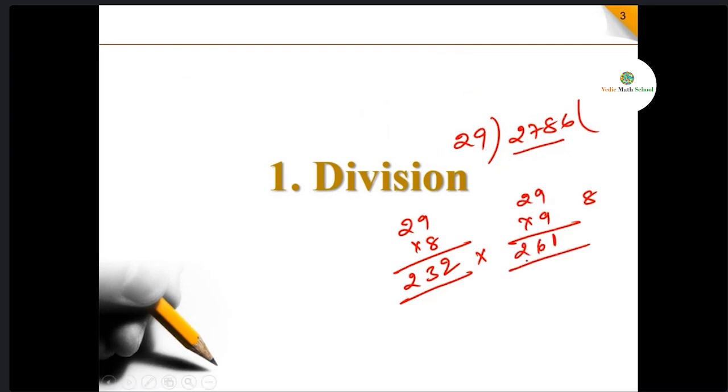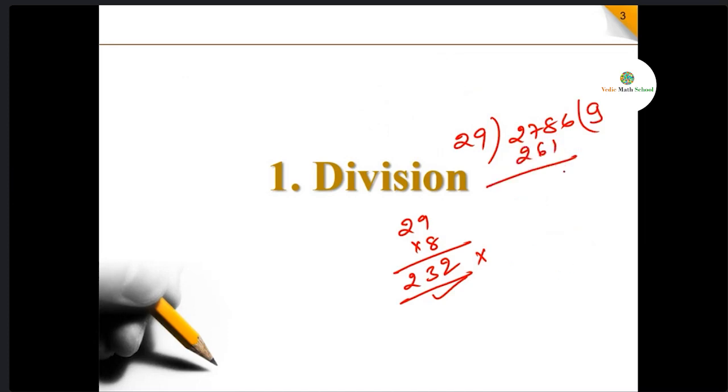Now look at this. Which one is the correct number? This one or this one? 29 times 9 is 261. Now 8 minus 1? 7. 7 minus 6? 1. 0. Cancel. Now how many times are we going to divide 29?